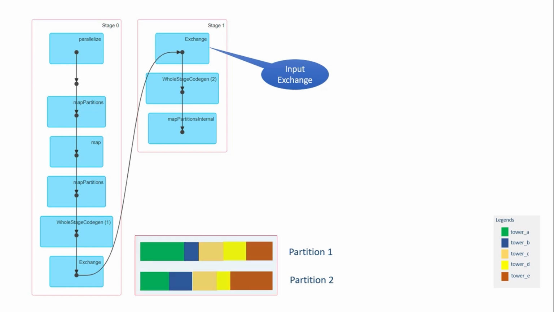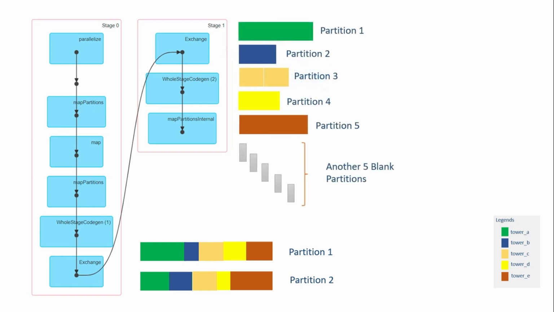Nothing fancy is happening here. My stage 0 will read data from the source table and make it available to the exchange for the second stage to read. I have only 2 partitions in my input source, so the exchange shows only 2 partitions. Make sense? Now the shuffle sort operation will read these partitions, sort them by the tower location, and bring them to the input exchange of stage 1. The final result should look like this.